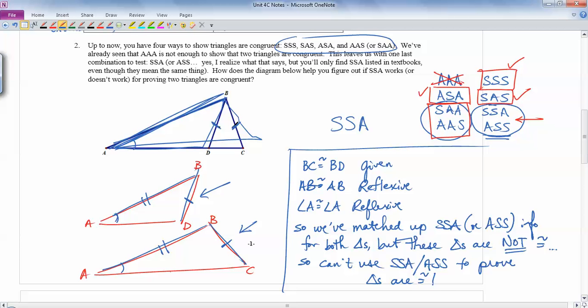So now we can cross off these two, and it turns out that these are all of our reasons to prove that two triangles are congruent. So there's really four there. It's SSS, SAS, ASA, AAS, or SAA, depending on how you want to think about it. Okay. Let's move on to number 3.